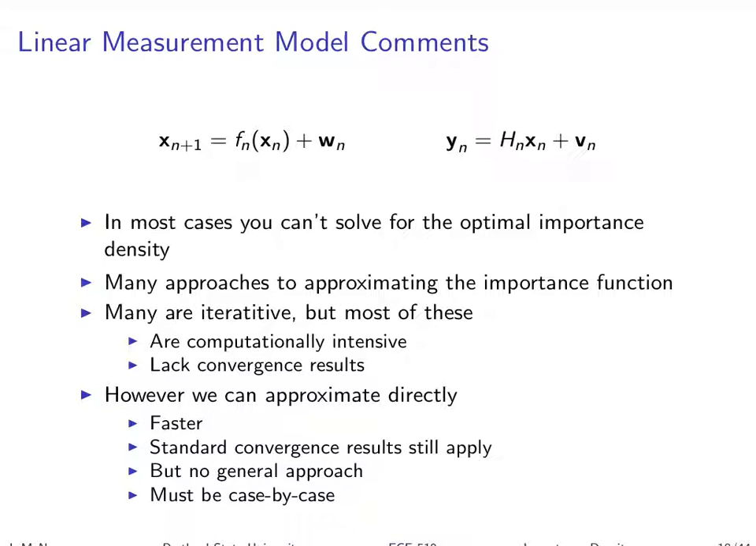In most cases, you can't do it. We saw an example where we could solve for the optimal importance density. Usually, you can't do it. There's a lot of approaches to trying to approximate that optimal importance function. A lot of them are iterative. A lot of them are computationally intensive and lack convergence results. But we can approximate this type of linear model directly. And that makes it better.